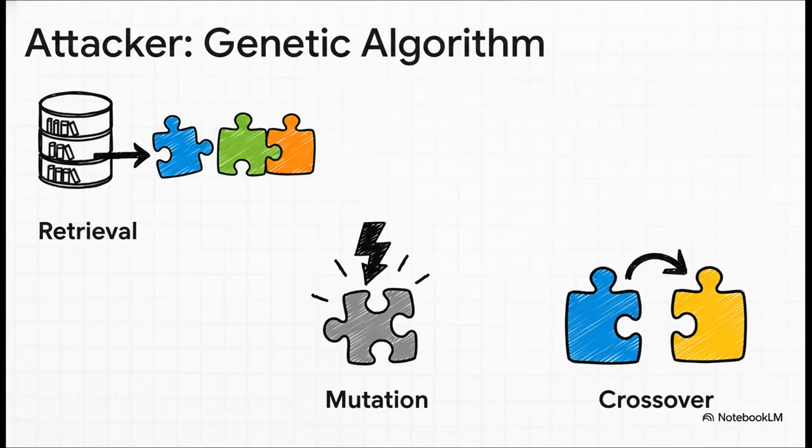How does the attacker module evolve these strategies? It uses a genetic algorithm. It retrieves relevant strategies for a task. Then, it applies mutation to less effective strategies to create new variations. For successful strategies, it uses crossover to combine them into new ones.